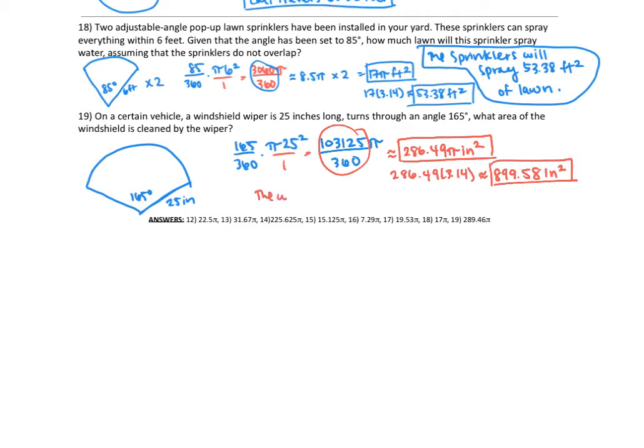So the windshield wiper cleans 899.58 inches squared of the windshield.